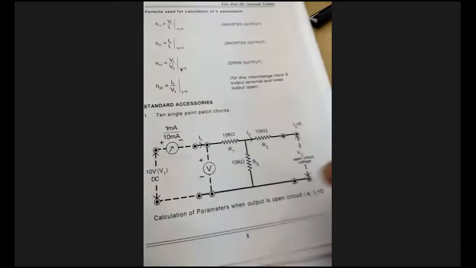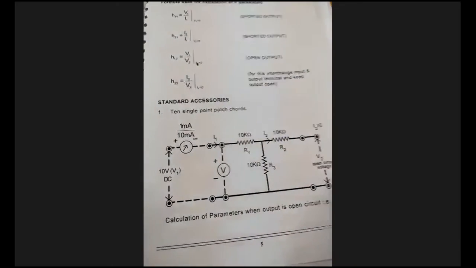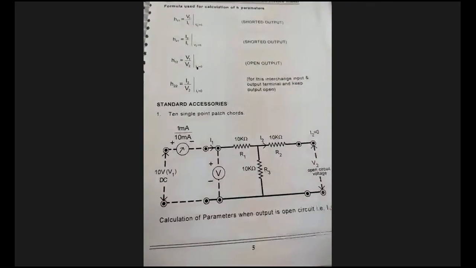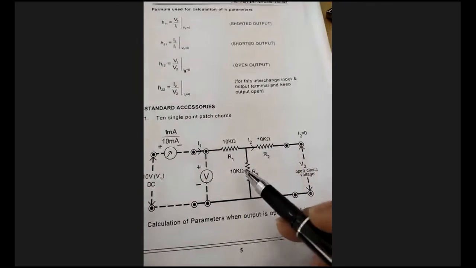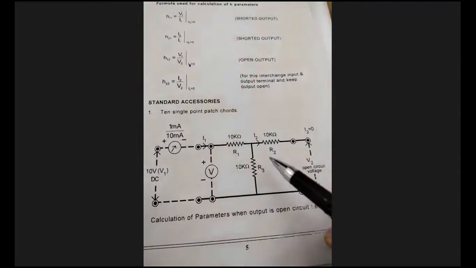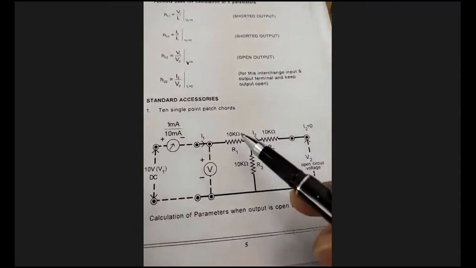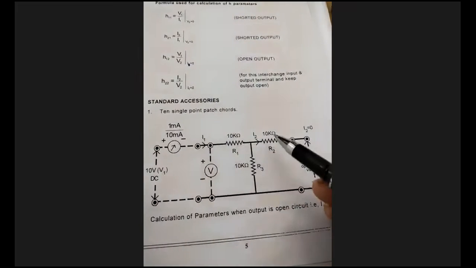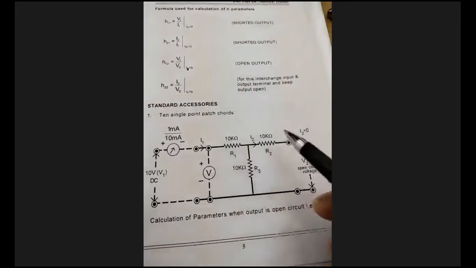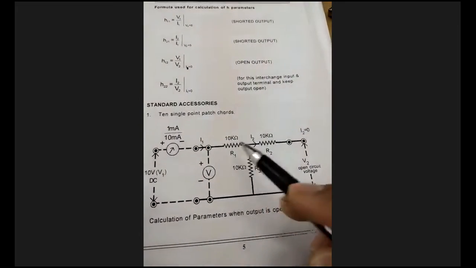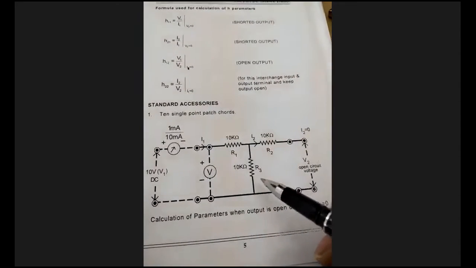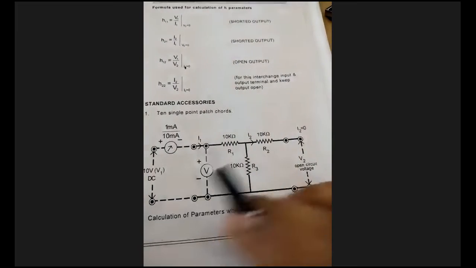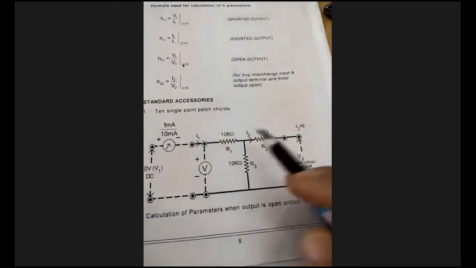Now come to the circuit diagram. This is the two-port network circuit. Please listen to me and see the indication very carefully. There are three resistances: 10 kilo ohm, 10 kilo ohm, 10 kilo ohm. With the help of these three resistances, we make our two-port network very easily. This is the input part, this is the output part, and this is the resistance.